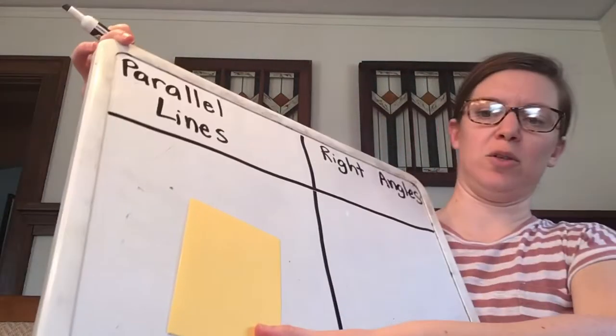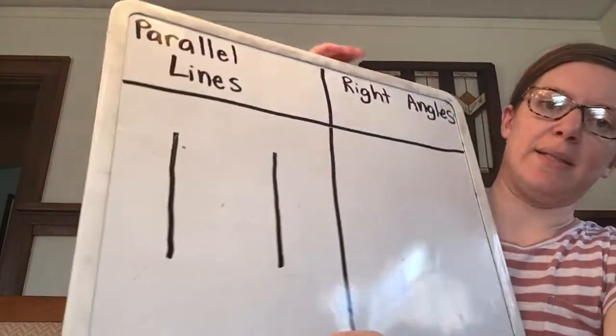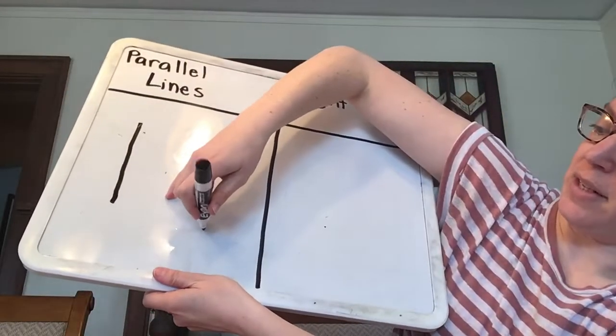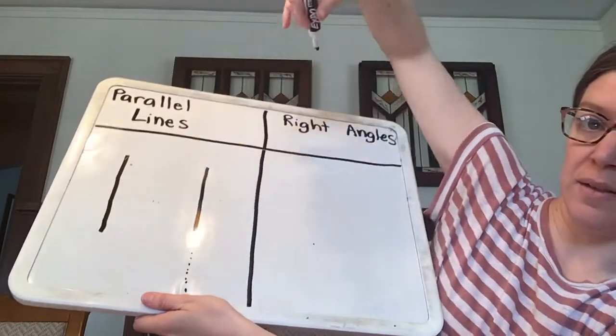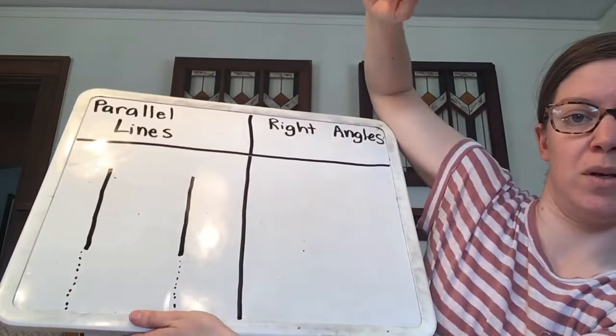So to help us discover some parallel lines, I actually got out a yellow envelope that I found in one of my drawers. And I'm gonna put that yellow envelope onto my whiteboard. And then I'm gonna trace some of the lines. Okay, now keep in mind, these will be imperfect. So, there we go. These two lines are parallel because if they went on forever and ever and ever, like this, they would never meet, okay?